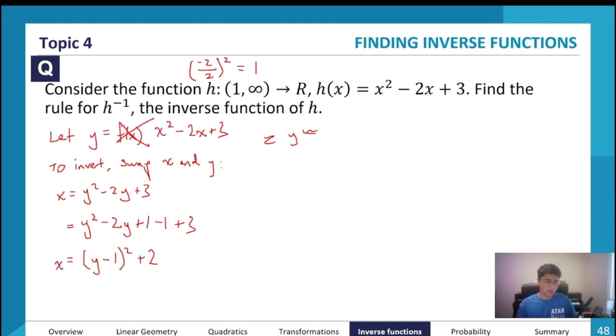Okay, so we've got this, and now we can rearrange for y. So we get x minus 2 equals y minus 1 squared. And now we run into a bit of an issue, because if we take the square root, let's go ahead and do that, we're going to get a plus and minus equals y minus 1.